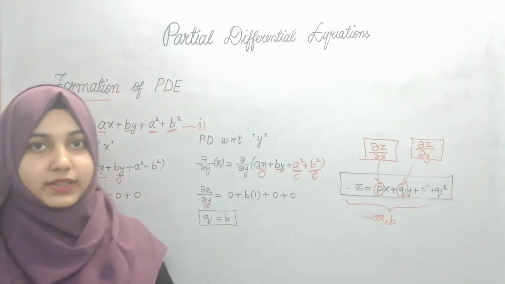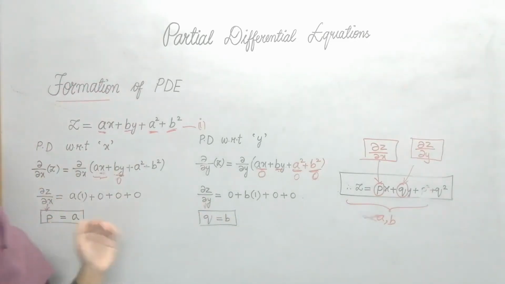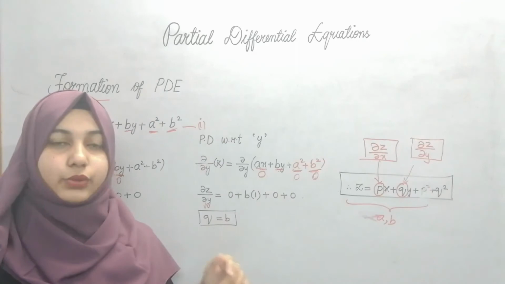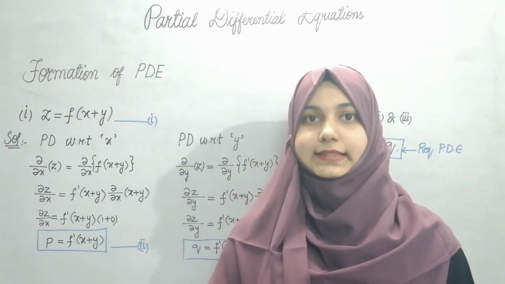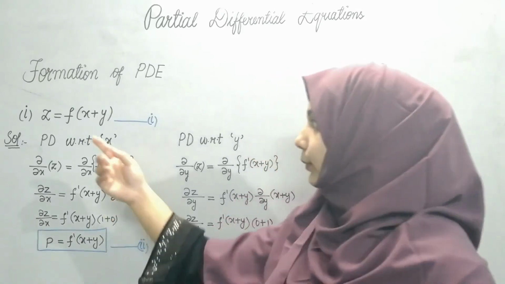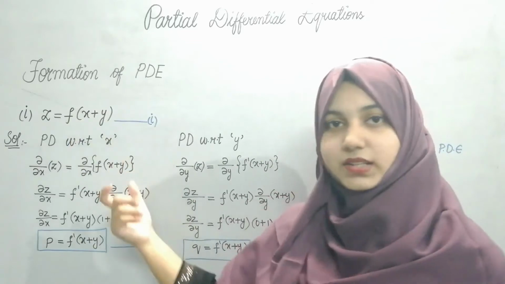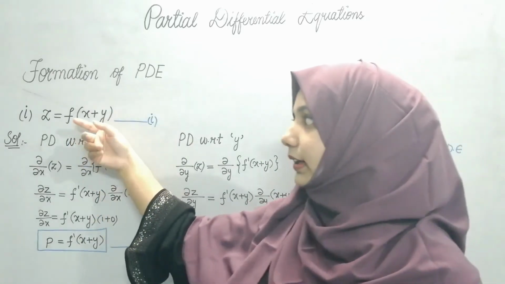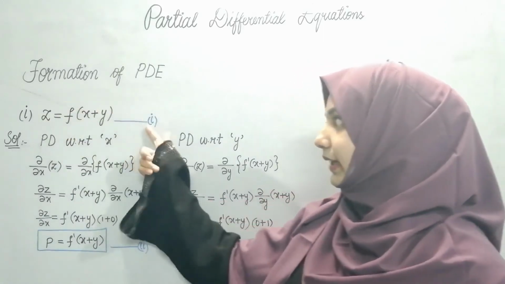Clear? Let's see one more example. This was by eliminating the constants, the method 1. Let's see how to eliminate the functions. Suppose z is equal to f of x plus y. Here f of x plus y is a function. So I need to eliminate the function in this. Let this equation be my equation 1.